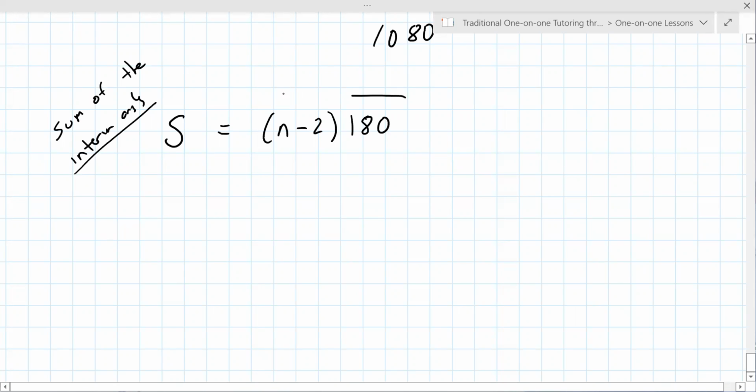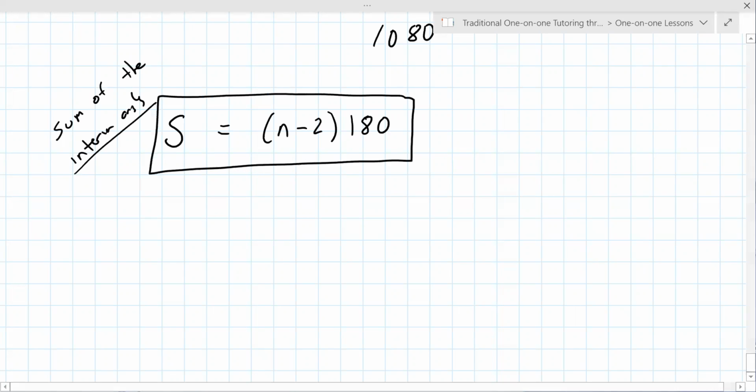This is one of those things you definitely want to get down. It's going to come up again. So let's see if it works. Let's say n is 4. 4 is a square. I want you to put 4 into this formula and tell me what the sum of the interior angles is.